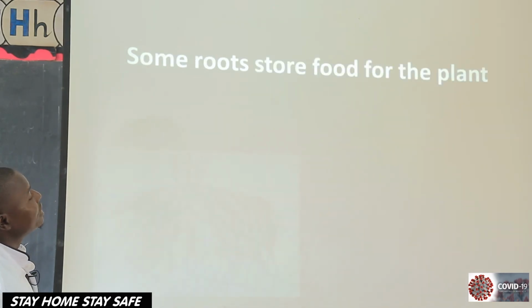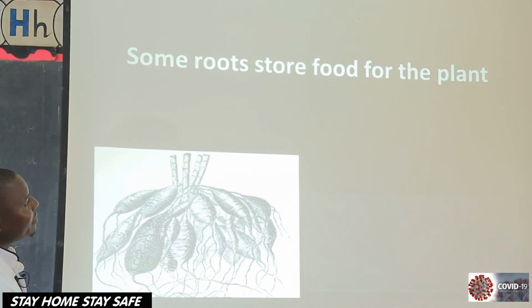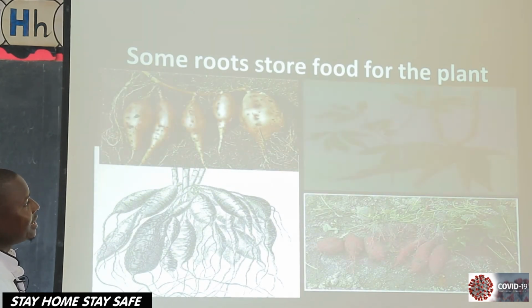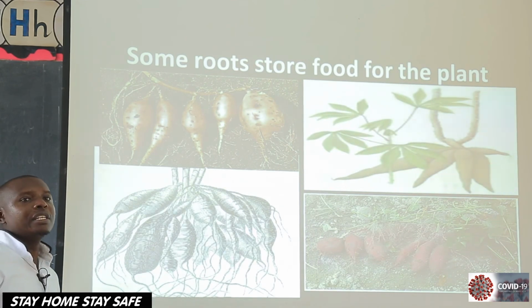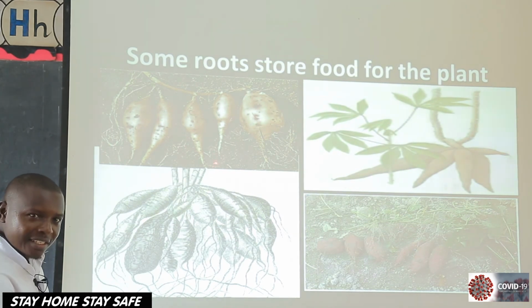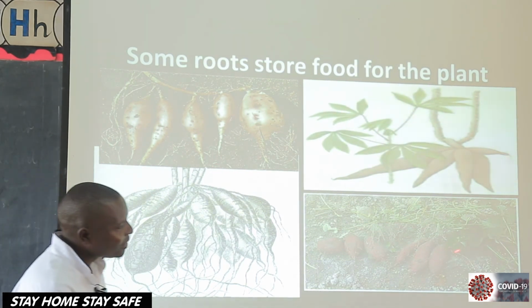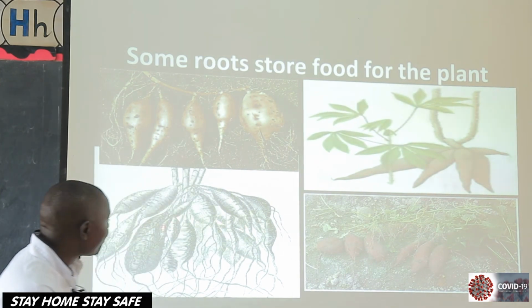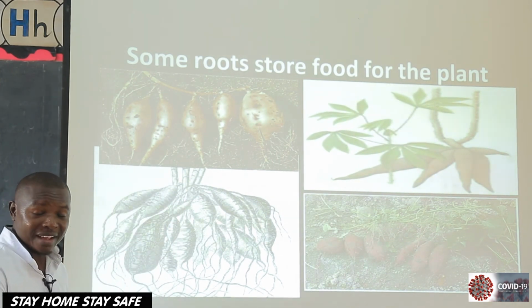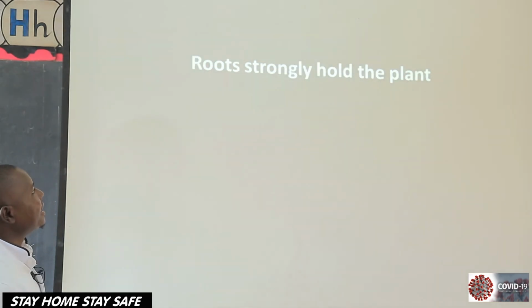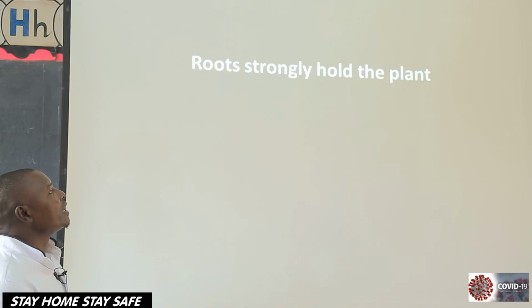Now, we said some roots can store food for the plant. Like this one, this is a sweet potato. Yes, it's a sweet potato. What about this one? Also sweet potato. That one, cassava. Even this one is supposed to be cassava. Are we there? Yes. So they store food for the plant, and the roots strongly hold the plant.